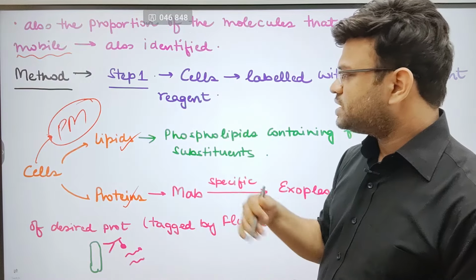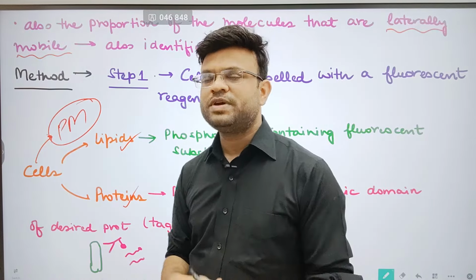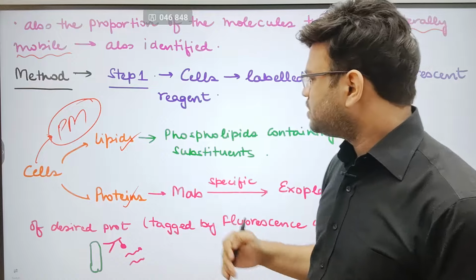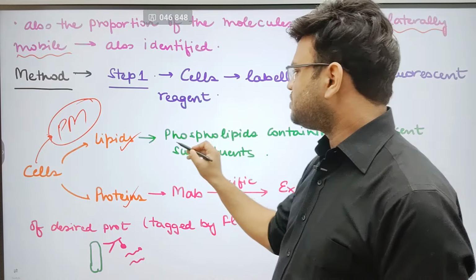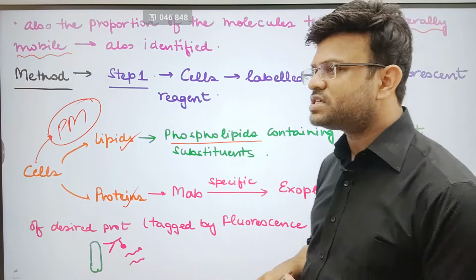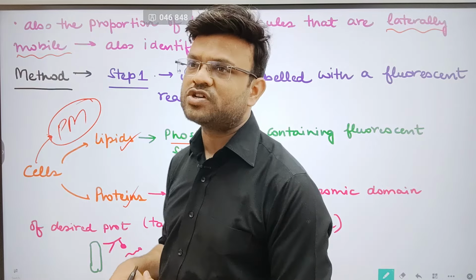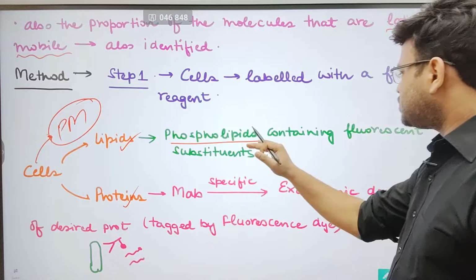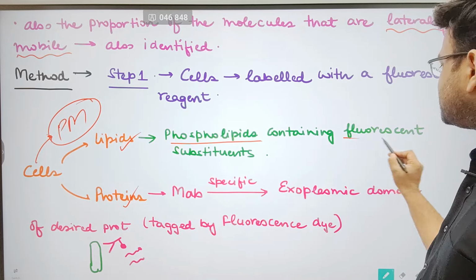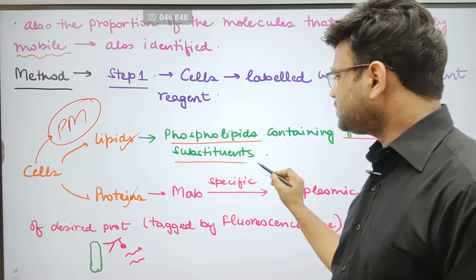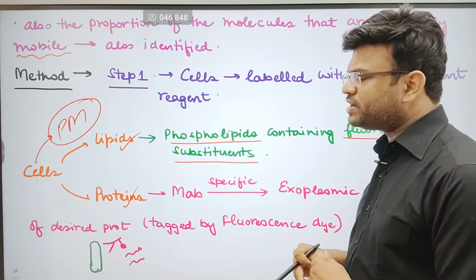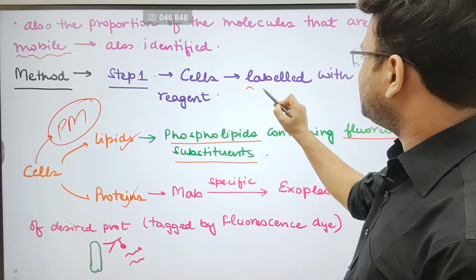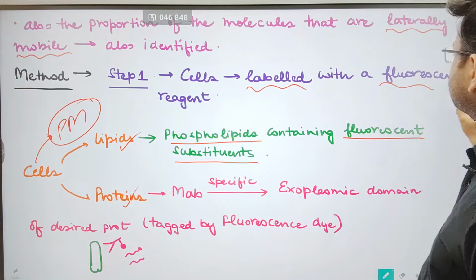So the plasma membrane of the cell is made up of lipids and proteins. Lipids are basically termed phospholipids. Why do you call it a phospholipid? Because of the attached phosphate group onto the lipid moiety. Next, phospholipid containing fluorescent substituents. I have already said that you have to label your cells with a fluorescent reagent.